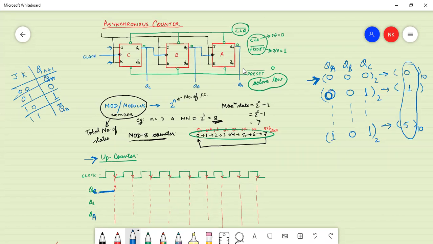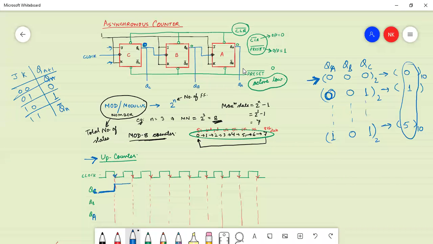Here the present state is, you can see, the output of the first flip flop, that is flip flop C, is 0. So as soon as the first negative edge of the clock arrives, the output will change and become 1. Okay, and until when will this output remain 1?